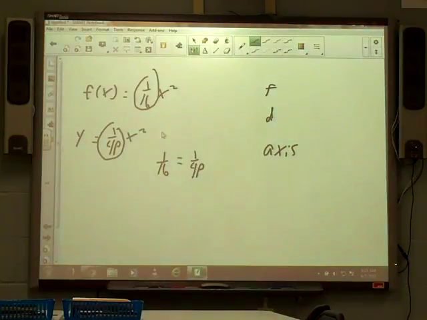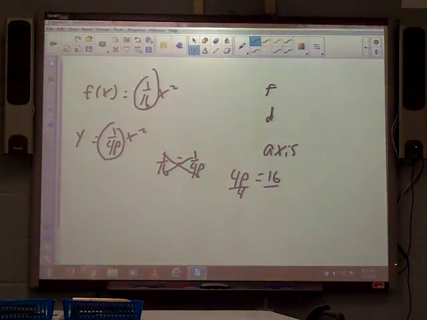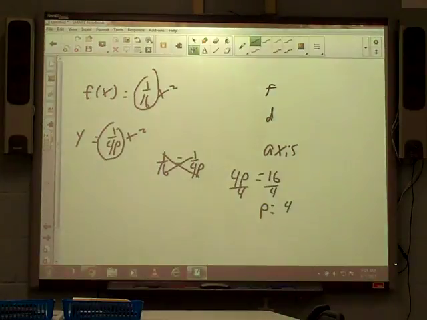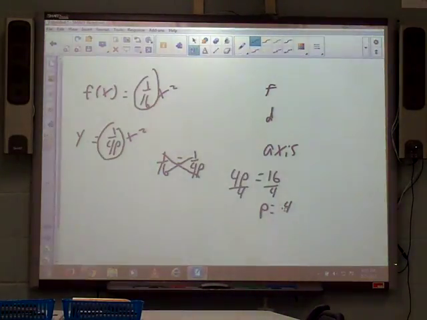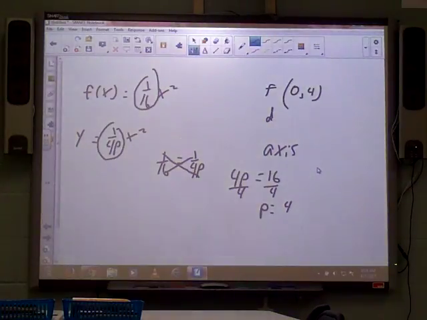Now we've got a proportion, so we're just going to cross multiply. 1 times 4p is 4p. 16 times 1 is 16. So we know our p has to be 4. Now all we got to figure out is where does that belong in our answers. This f of x is the same as y, so this is a y equals, so that means my p in the focus ordered pair is the y. So I'm going to have 0, 4, right?